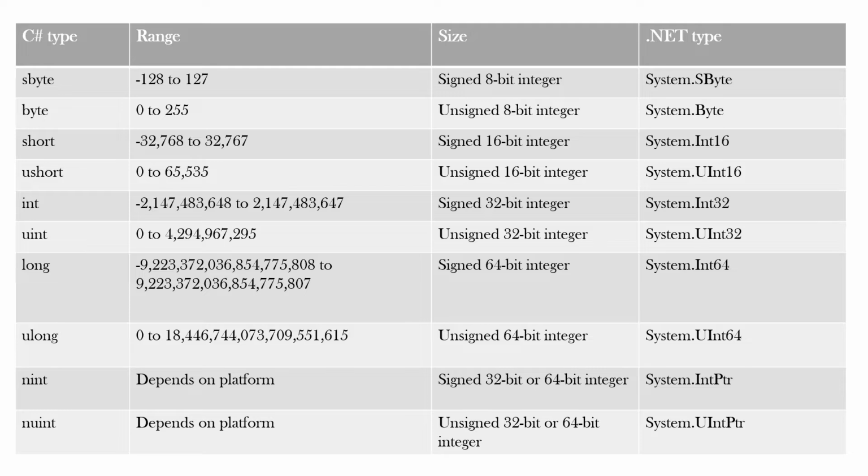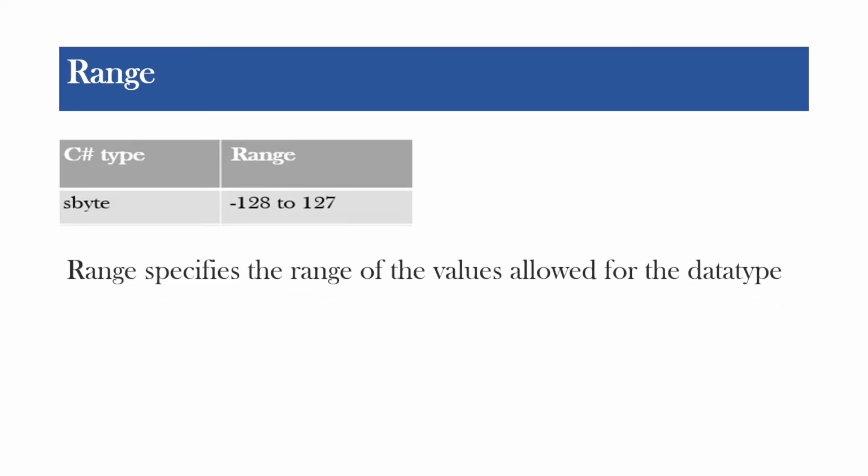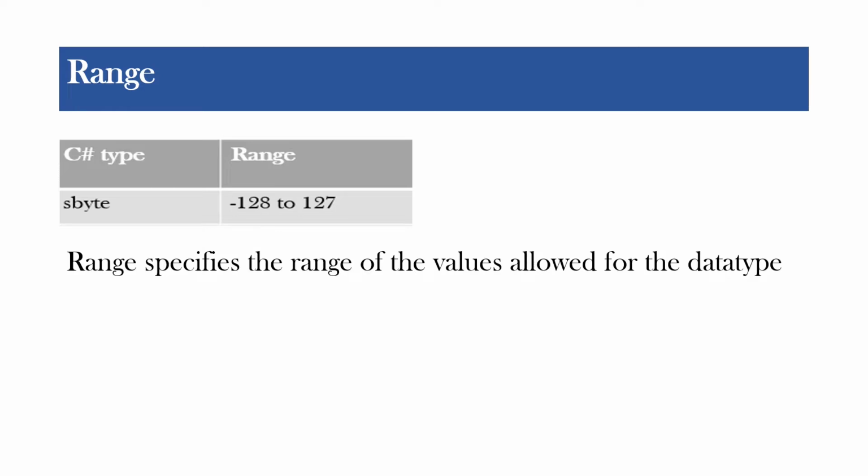Here is the list of predefined data types. We have sbyte, byte, short, ushort, etc. You have to choose them based on your requirement. If you look at the data types, each one of them has got range, size and .NET type. Let's take the example of sbyte and try to understand what they are. Range specifies the range of values allowed for the data type. For example, range of sbyte is -128 to 127.